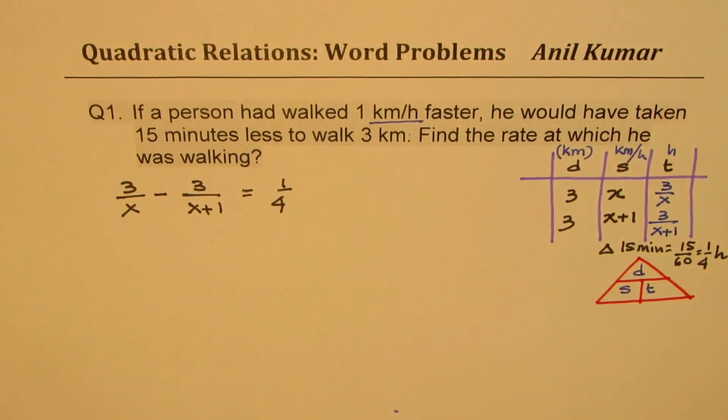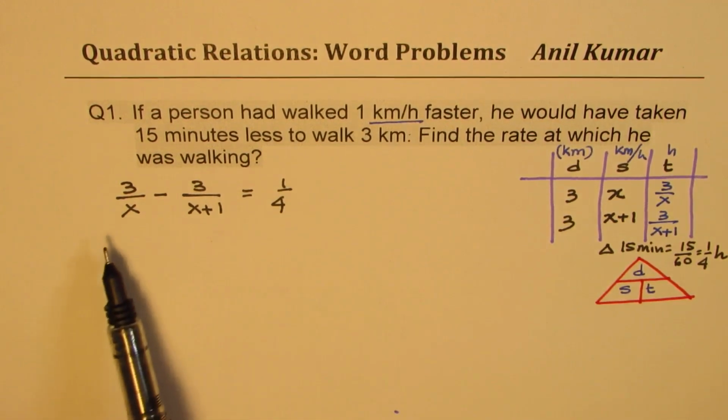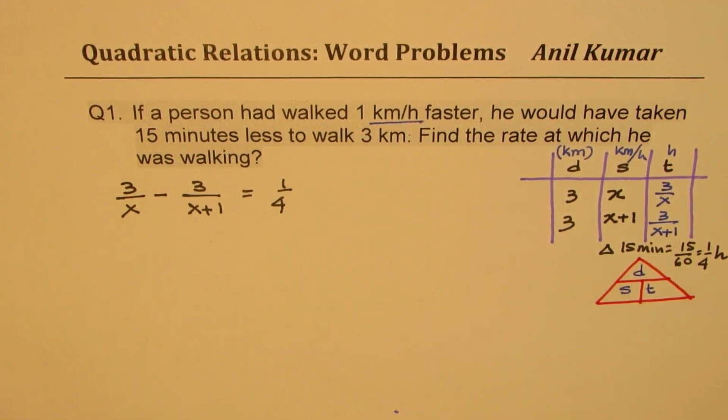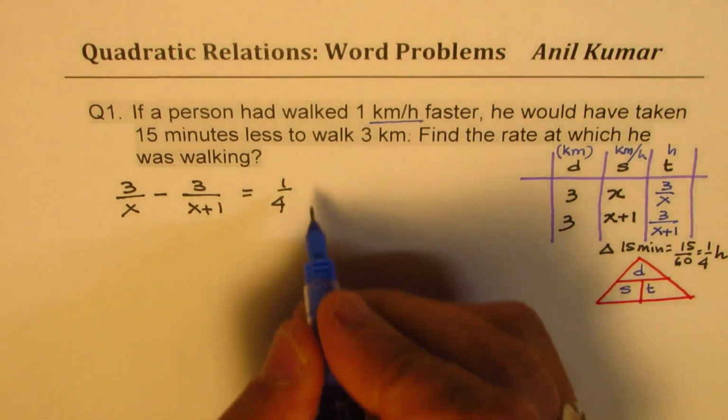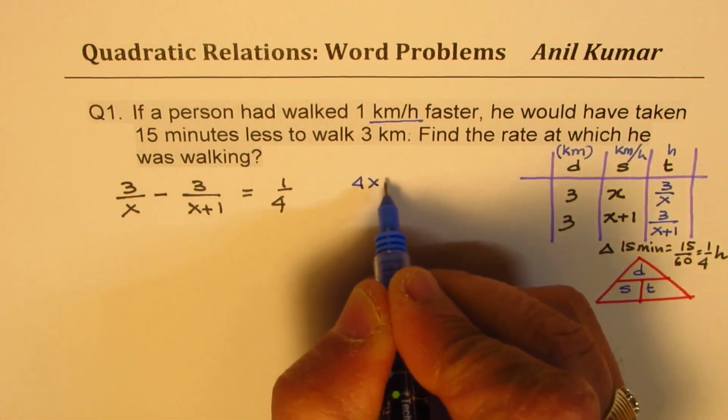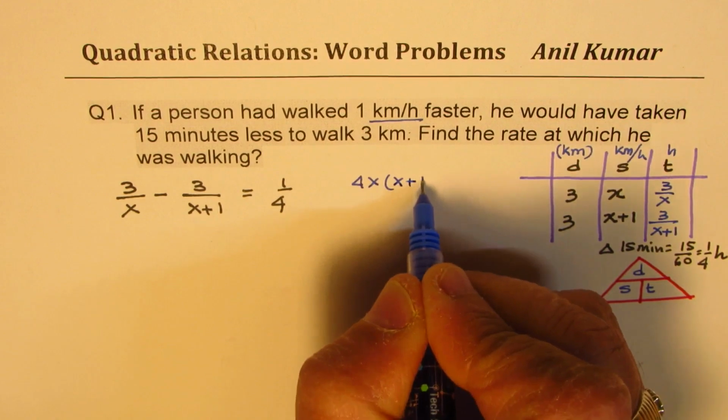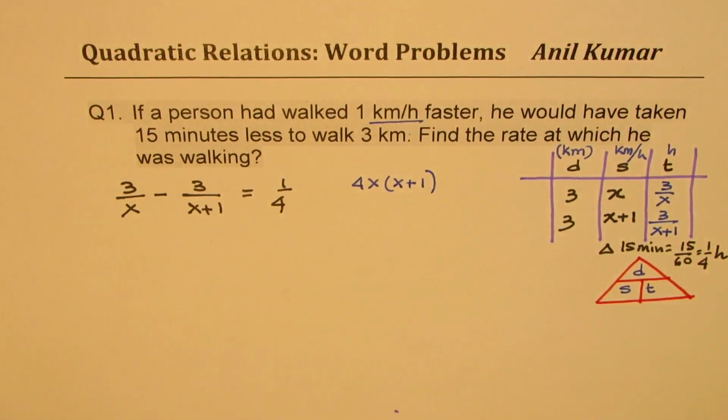Correct? So that is how you could relate them. Now to solve, we can take common denominator. So let's multiply each term by 4x times x plus 1. Correct? So we'll get rid of fractions. Perfect.